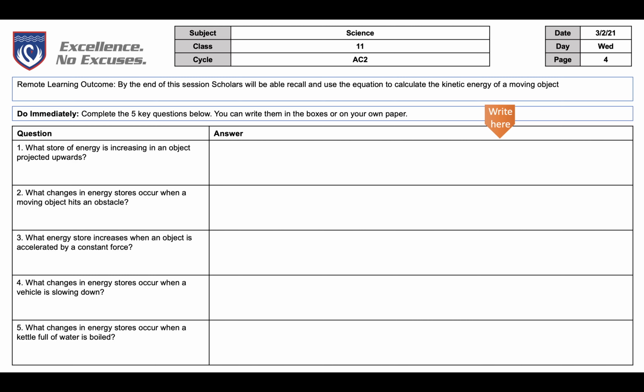What energy store increases when an object is accelerated by a constant force? An acceleration is an increase or a decrease in velocity, so we'll assume it's an increase this time, so the answer to number 3 is kinetic energy.